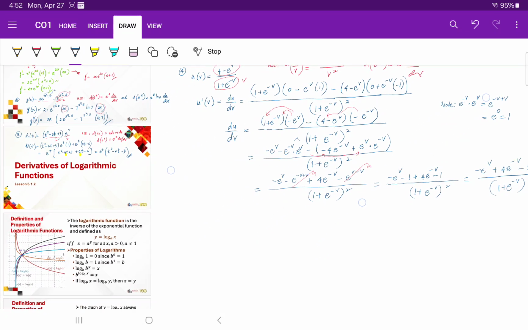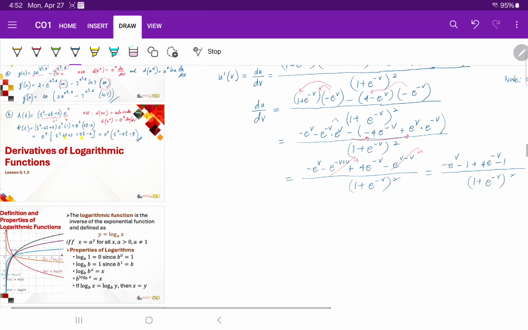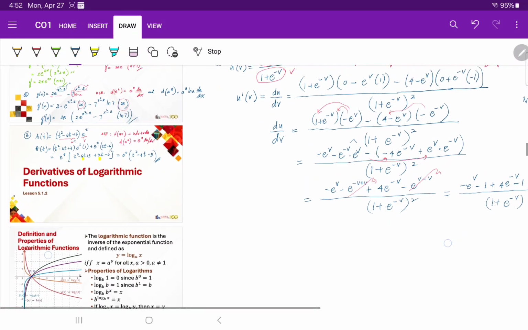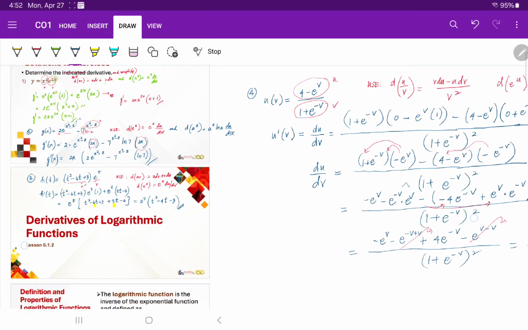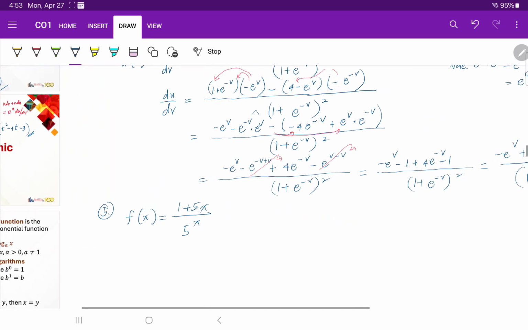Okay? Now, let's do number 5. For 5, we still have a space. Okay, for number 5, we're given f of t. Let's change that to x. Let's write f of x is equal to 1 plus 5x over 5 to the x. Alright? Okay. So, what formula will you use here first?